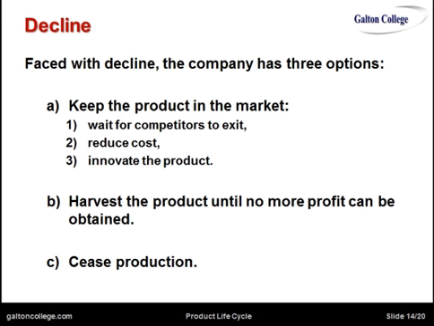Or they may actually innovate the product, which is a very proactive response. Innovate the product to try and recapture market position. The second option is to harvest the product until no more profit can be obtained. In other words, recognize that the sales are in decline, make as much as possible in that period, and let the inevitable happen. And the last one is simply cease production, stop overall production.